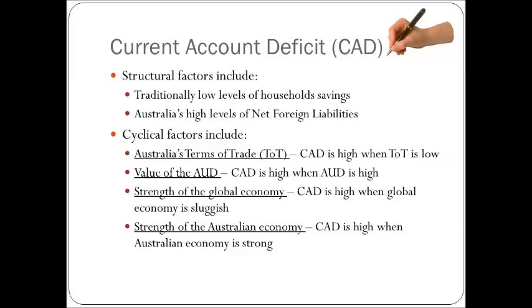So from the top, the current account deficit is high when the terms of trade are low. The current account deficit is high when the Australian dollar is high. The current account deficit is high when the global economy is sluggish. And the current account deficit is high when the Australian economy is strong.